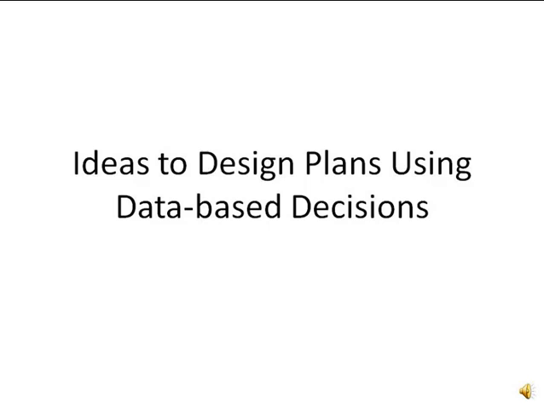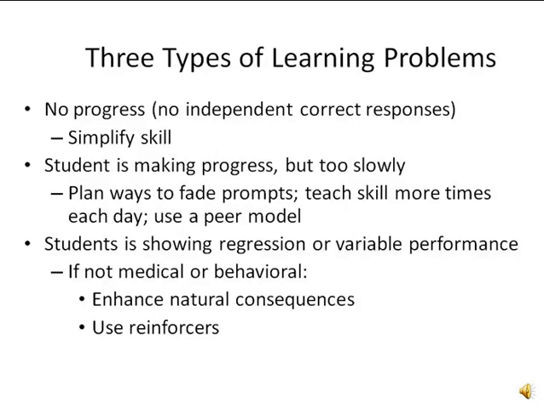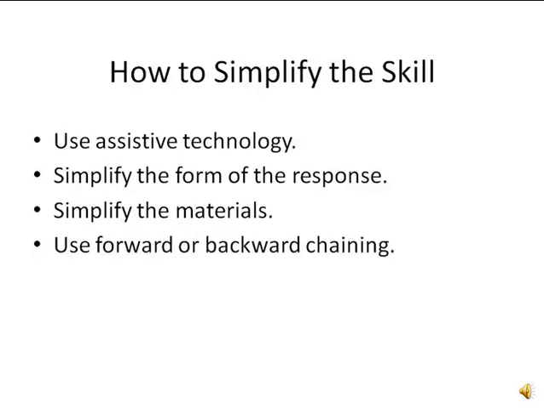This PowerPoint should help you when you're thinking about ideas to help you design plans for individual students using data-based decisions. There are three types of learning problems: when the student is making no progress, when the student is making progress but it's too slow, and when the student is showing regression or variable progress. We're going to talk about the ideas for each one of those types of problems.